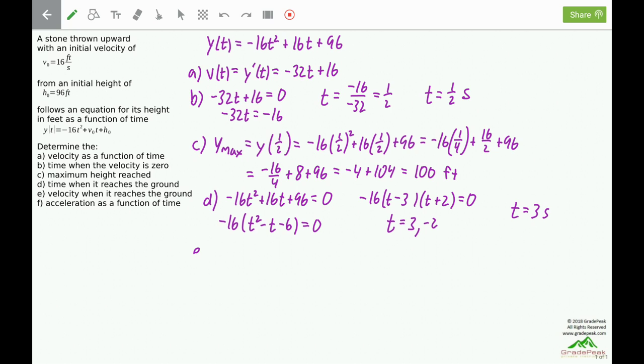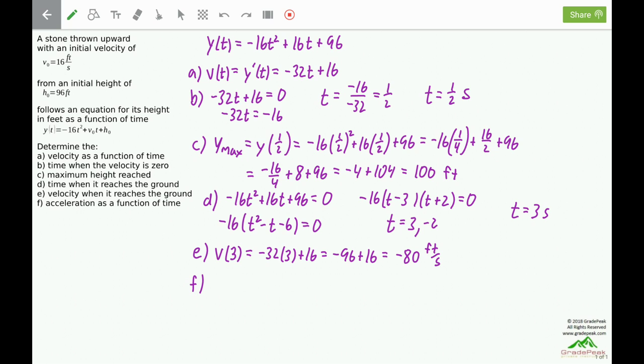For part E, we want to know the velocity when it reaches the ground, and we just found the time when it reaches the ground. That can be plugged into the velocity function that we have in part A, v of 3. v of 3 will be negative 32 times 3 plus 16. Negative 32 times 3 is a negative 96 plus 16. And negative 96 plus 16 is a negative 80 in units of feet per second. The negative indicates that it's headed downward when it reaches the ground, which should be the case here.